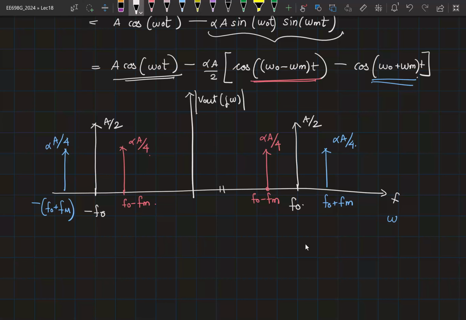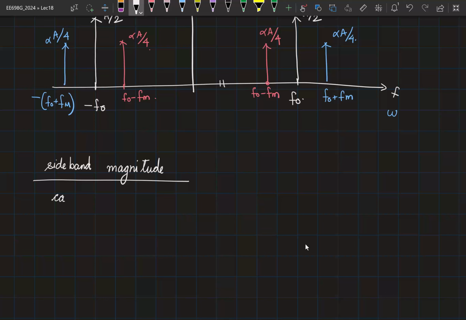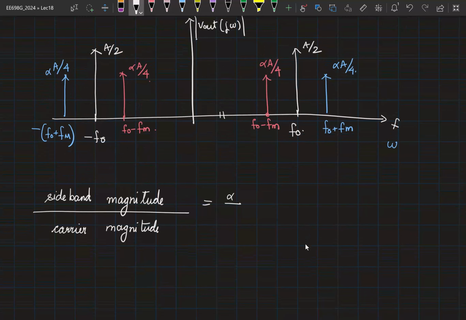Okay, so now could you quickly tell me what is the ratio of sideband magnitude to carrier magnitude? So this is equal to alpha by 2, which is KVCO Vm by 2 omega m.